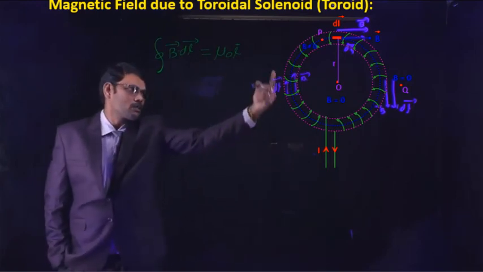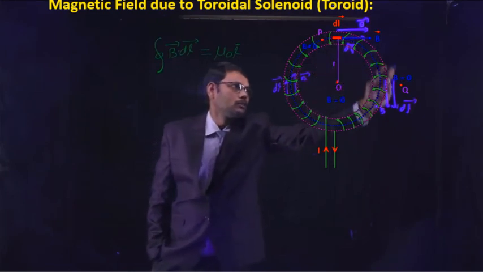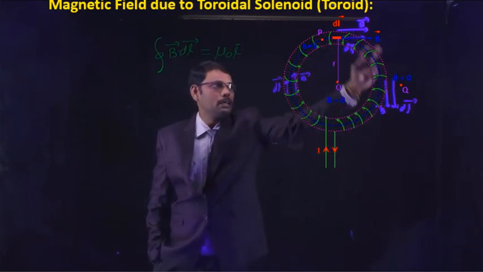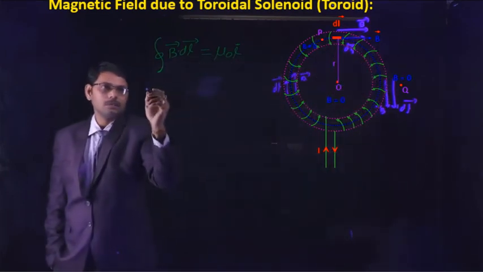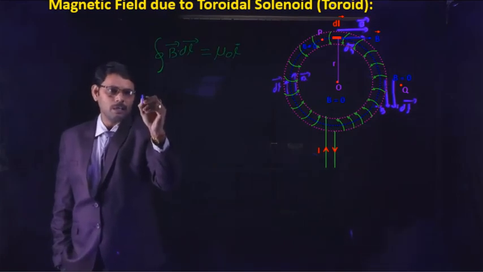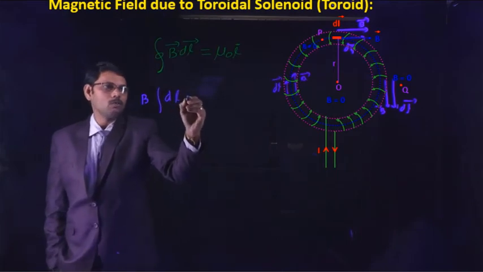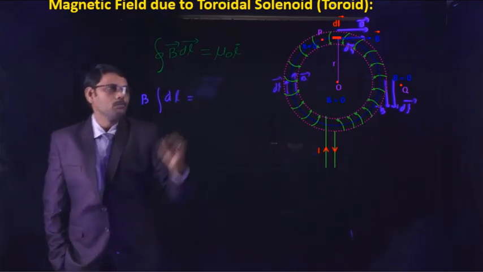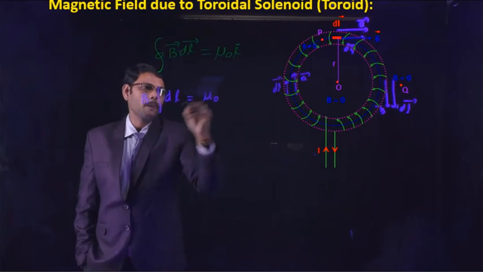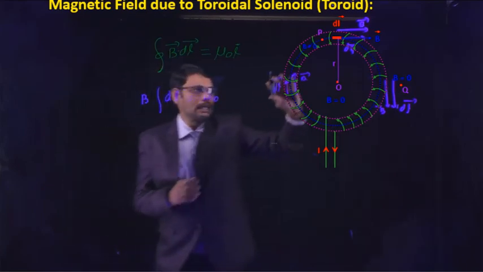So B is constant. Students, let us observe. For this total loop, B is constant in magnitude. It is uniform. So the closed integral of B dl is equal to mu naught times I. I is the total current of the toroid.